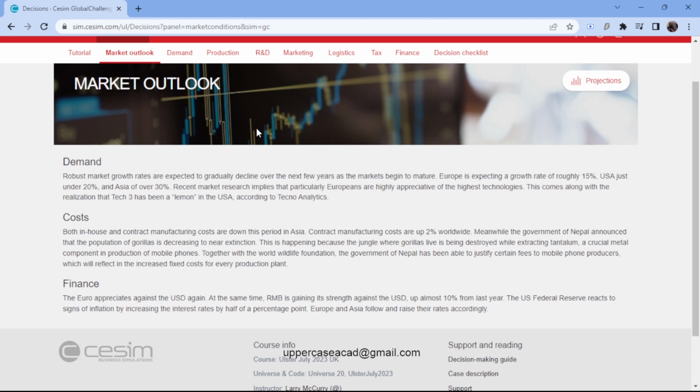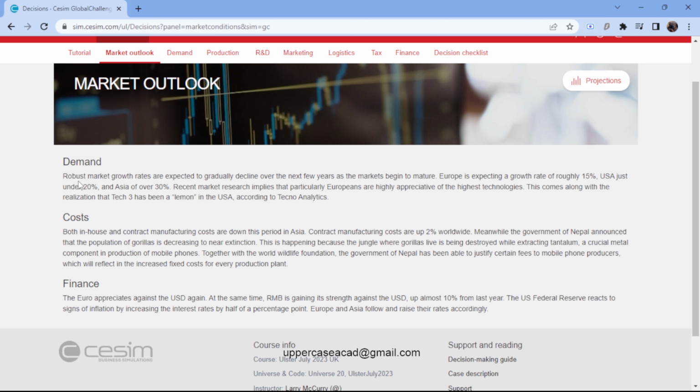In the market outlook, here we have a crucial update on the market demand, cost and finance of the CESIM, which is round 6. So under the demand, they are saying that market growth rates are showing interesting trends. While robust growth is expected to continue, it's essential to be aware of the gradual decline in growth as markets mature.